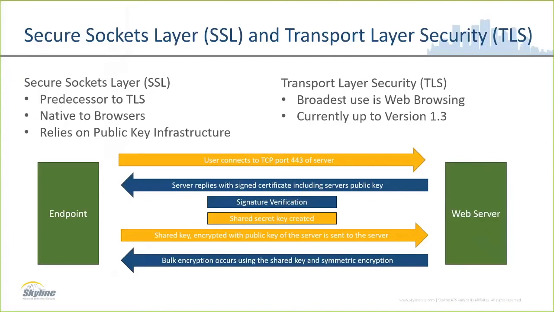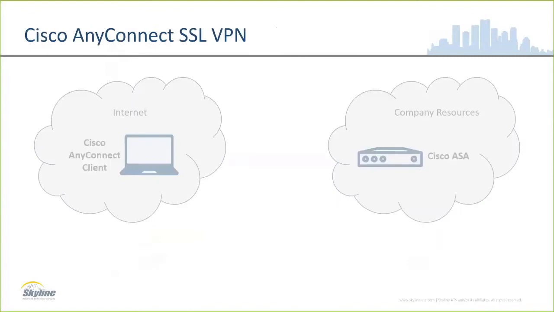Now, what's interesting about this is that although the broadest use case of TLS is web browsing, there are other use cases. So, for example, secure FTP, Post Office Protocol, which is an email application. TLS uses this for validation. And the biggest thing over here is that this doesn't usually require any additional software on the endpoint, unlike AnyConnect SSL VPNs.